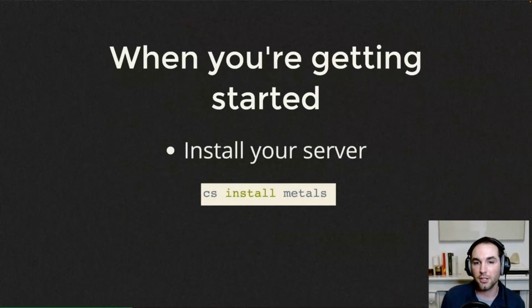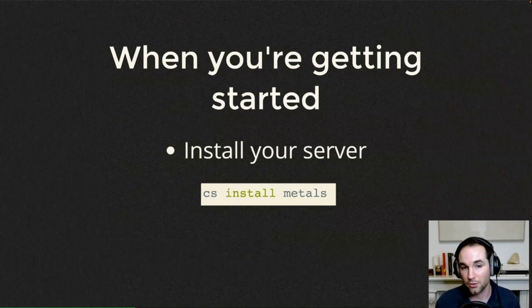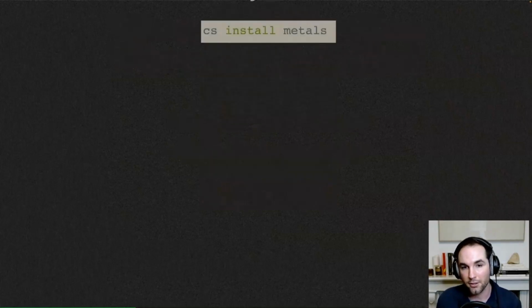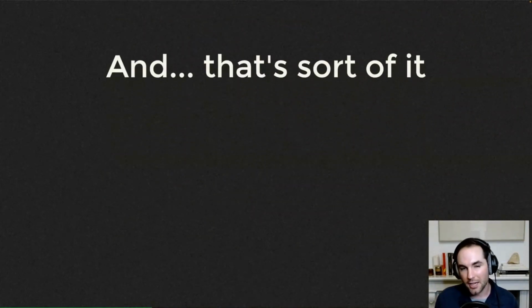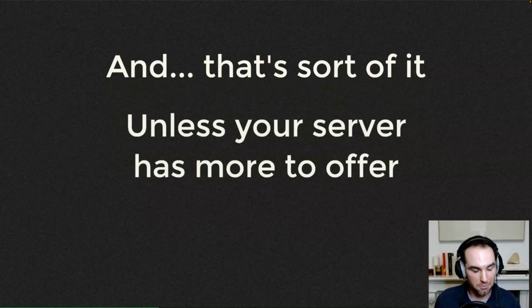Then you also need to install that server, obviously. For Metals, you can use something called Coursier, which is a tool that you can use to install Scala or JDK applications on your machine, and you'll just install Metals. Then you'll add some key bindings like hover, which I'm sure is something everybody uses. And that's kind of it. That's all you really need to do to get going.